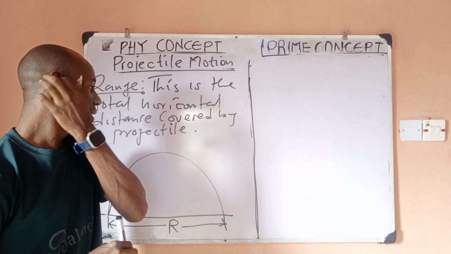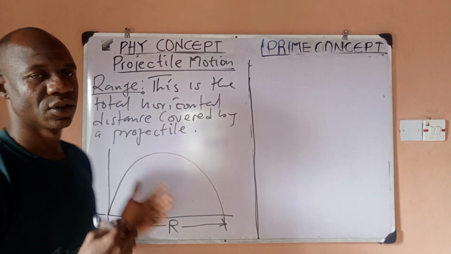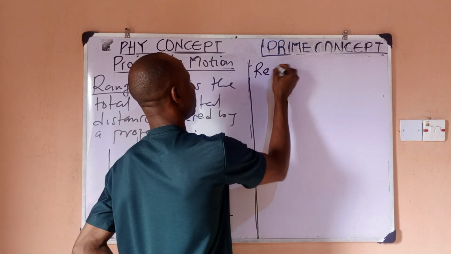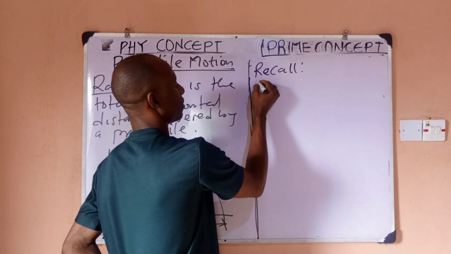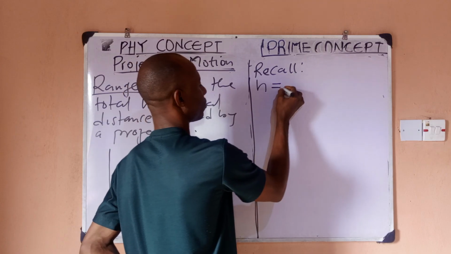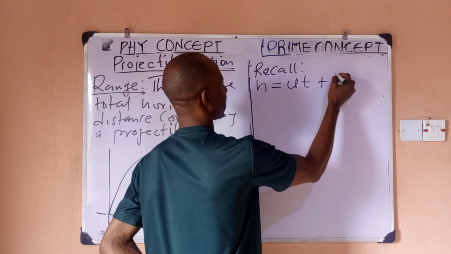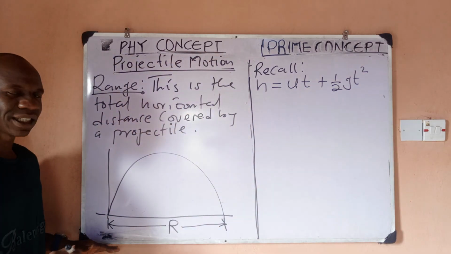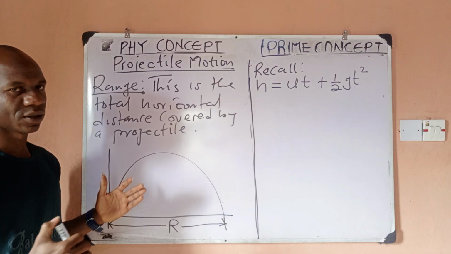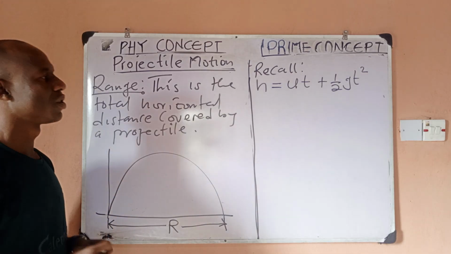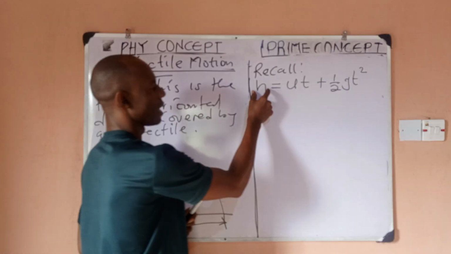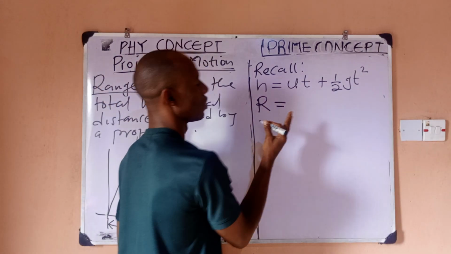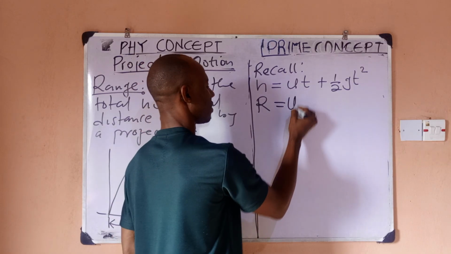So very quickly, we're going to still use the same relationship we used previously. Now, if you recall from equation of motion, H is equal to ut plus half gt squared, right? Now, since we are interested in horizontal component of motion, for our horizontal component, I will replace the height with what? The distance R, which is our range. And then since we are dealing with horizontal, this u becomes what? Ux, horizontal component of initial velocity.